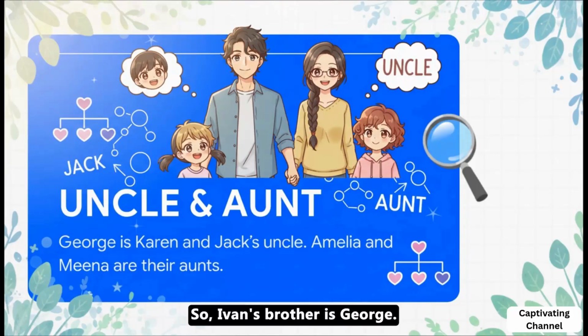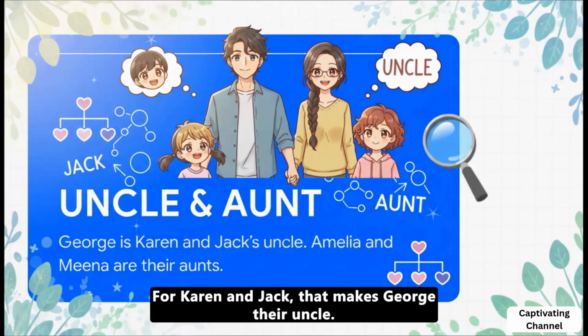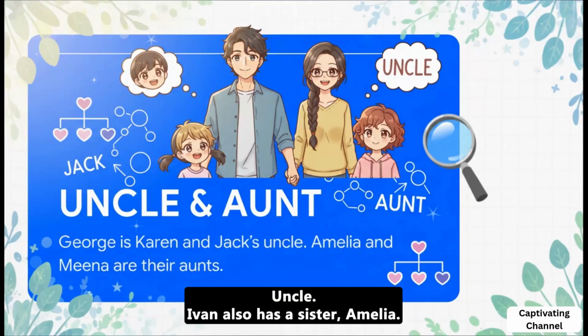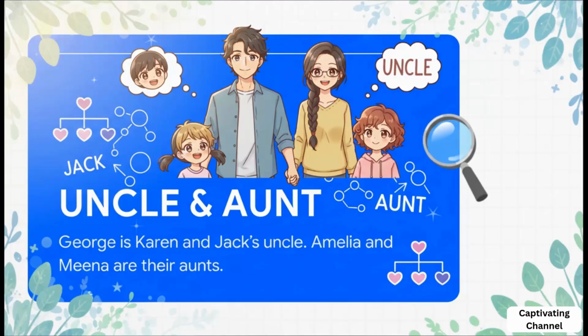So Ivan's brother is George. For Karen and Jack, that makes George their uncle. Let's practice that word, uncle. Ivan also has a sister, Amelia. Amelia is their aunt. Try saying that, aunt.